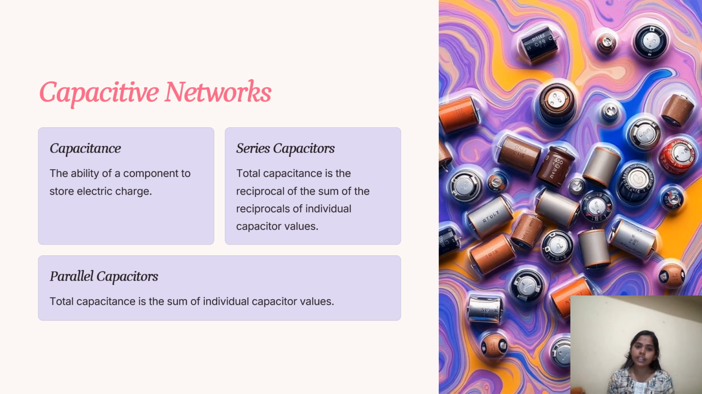In capacitive networks, we can see capacitance, series capacitors, and parallel capacitors. Capacitance means the ability of a component to store electrical charge. Series capacitors: total capacitance is the reciprocal of the sum of the reciprocals of the individual capacitor values. Parallel capacitors: total capacitance is the sum of the individual capacitor values.